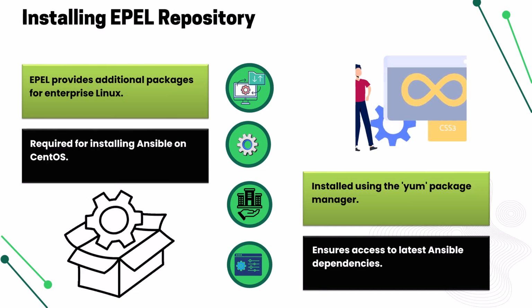Think of EPEL as the VIP section for extra Linux goodies. Without it, installing Ansible would be like making pizza without cheese. Not ideal. Yum helps us bring it in, ensuring all dependencies are in place. So let's install EPEL and keep our setup smooth.